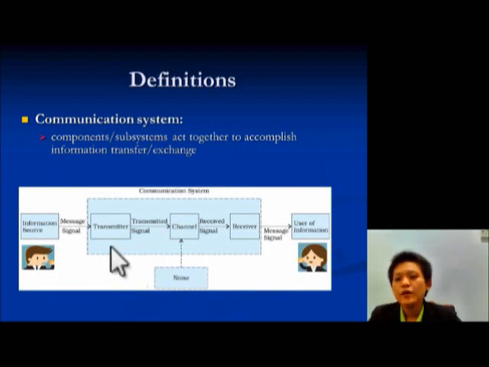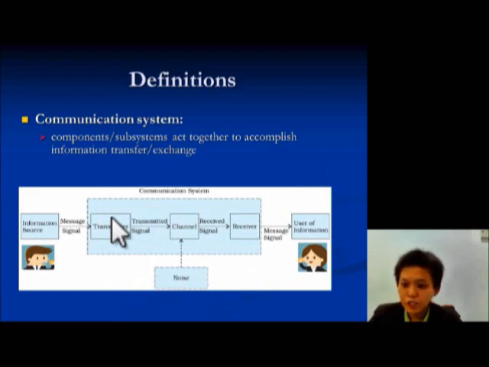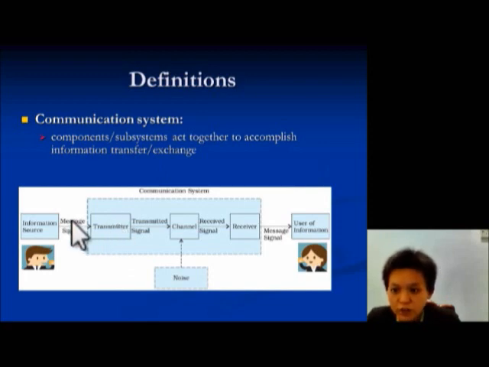Okay. Definition of the communication system: where we have the components and the subsystems, which are shown in the picture here, acting together to accomplish the information transfer or exchange. So in this picture, we have the person talking, and this signal or message will transfer into the communication system and transfer again to another person to listen.